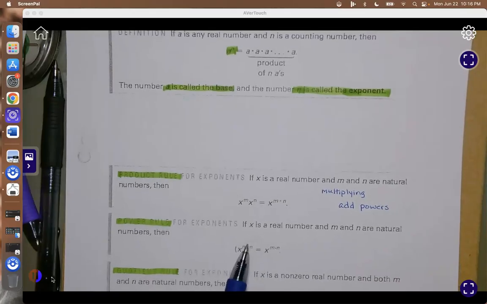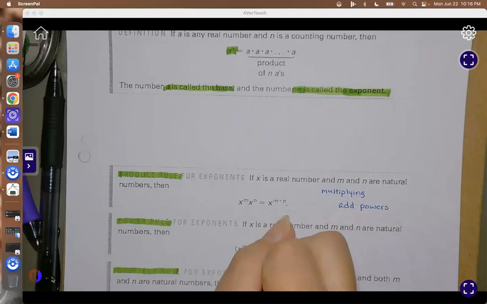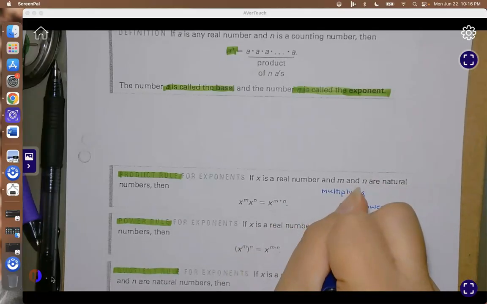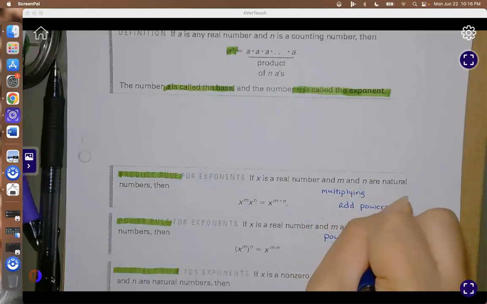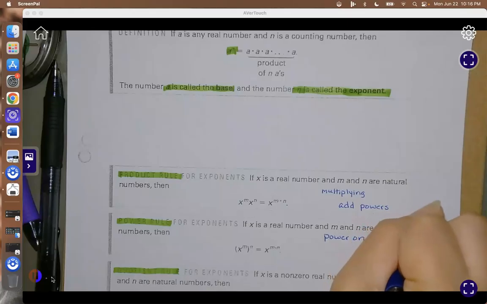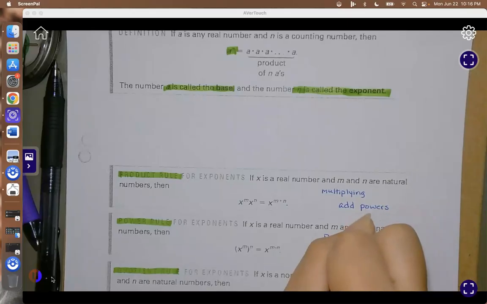Back when I taught Math 1, I taught this as a piggyback power because it looks like the n is riding on the back of the n. But it's a power rule, so when a power is raised to another power, so power on power, you multiply powers.